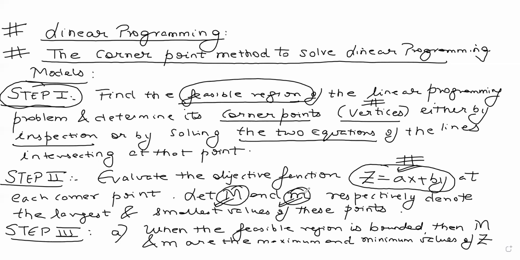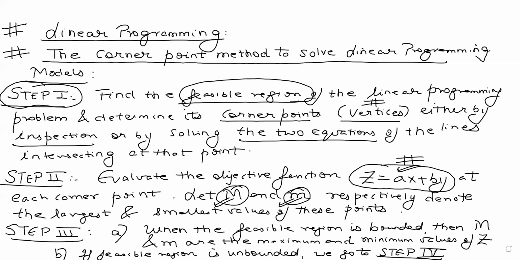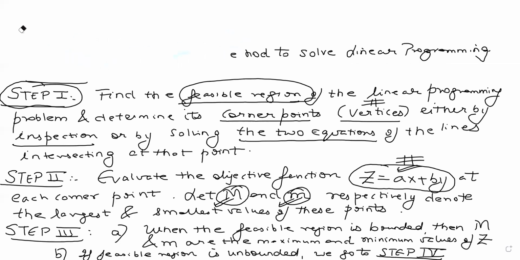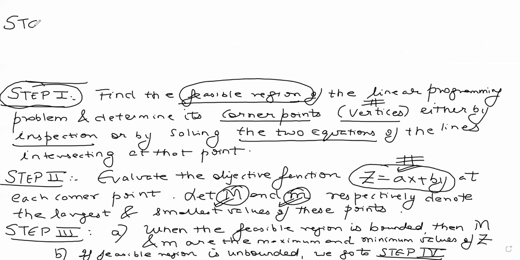Okay, and then we have point B. If the feasible region is unbounded, we then go to step 4. Now I am writing step 4 for all students on the top of the screen. Step 4 we'll go to only when our feasible region is unbounded.